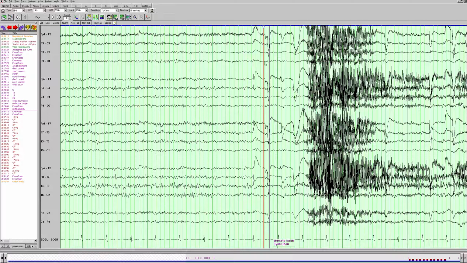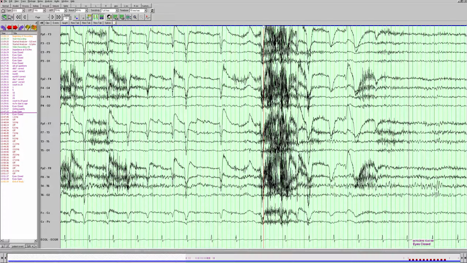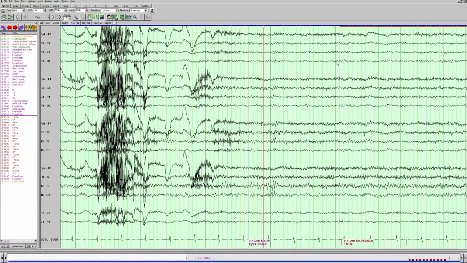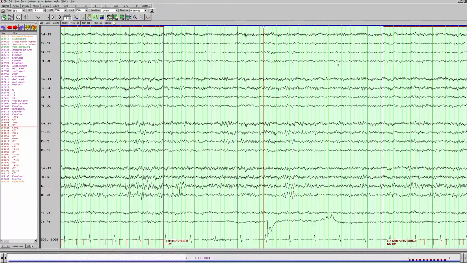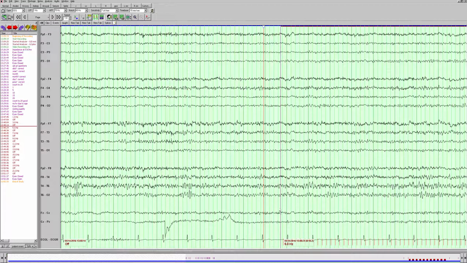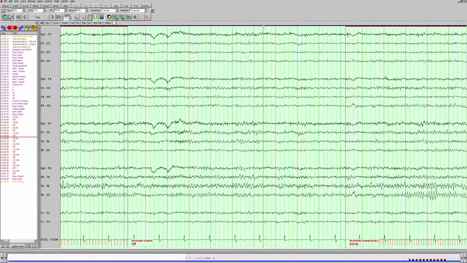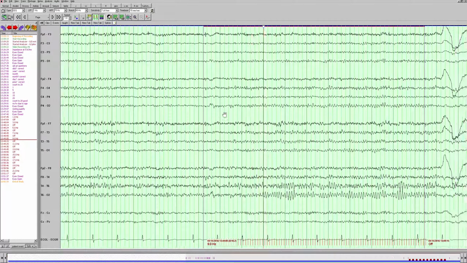Now, this is an example of reactivity. We can see the EEG change from here to here when the eyes open. This background is more attenuated. Then this is all just diffuse muscle artifact here. Here her eyes are open, blinking, and then her eyes close. Very sleepy. And this is the photic stimulation. So the tech is flashing the light. We're looking for any photoparoxysmal responses. I don't really see much of a photic driving response here. Maybe a little bit here.